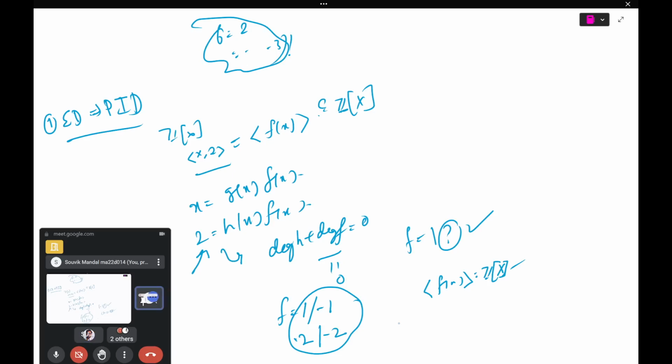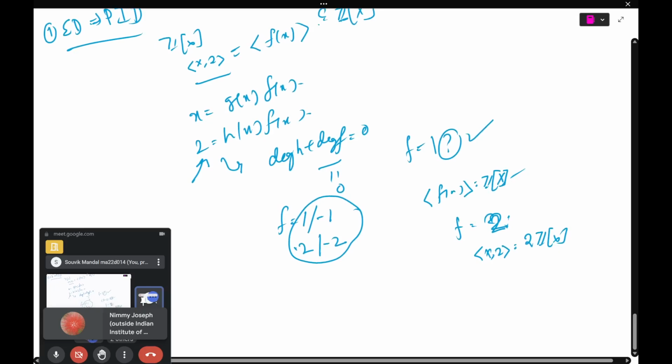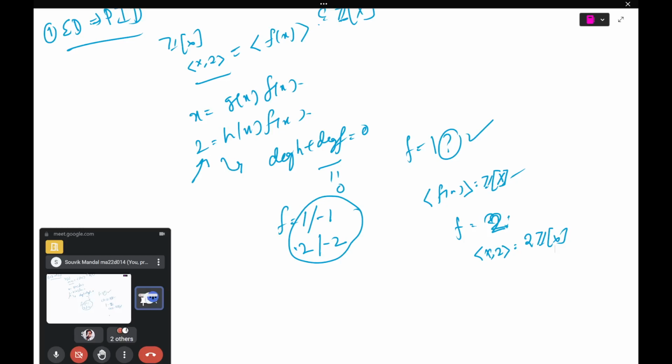If f is equal to 2, the ideal generated by x comma 2 would be equal to 2Z[x], right? So any polynomial in the ideal generated by x comma 2 would have each coefficient even. But the ideal generated by x comma 2 contains the polynomial x also, right?